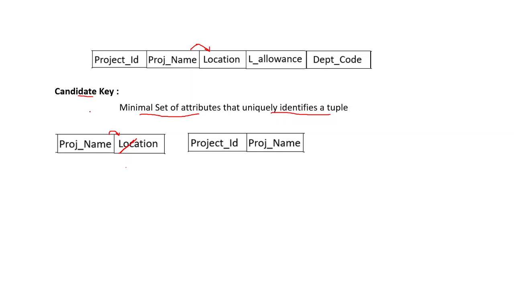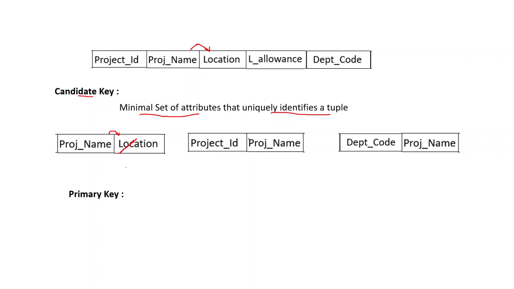Similarly, we can say that project ID and project name, these two taken together, can also uniquely identify a tuple. Or we can also say department code and project name. It's very unlikely, right, that the same department will be controlling two projects with the same name. So yes, this is another candidate key. So basically a relation can have more than one candidate key, as we have seen right now.